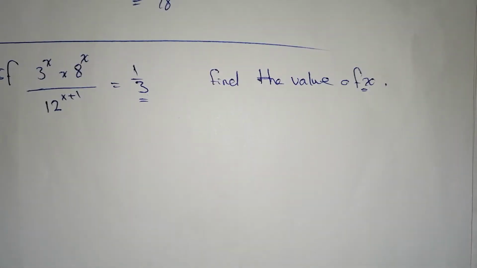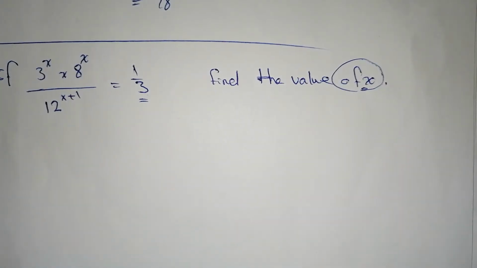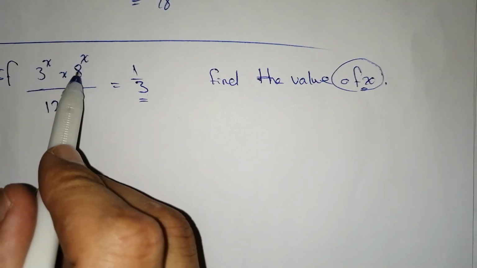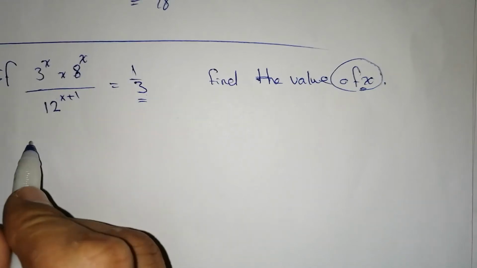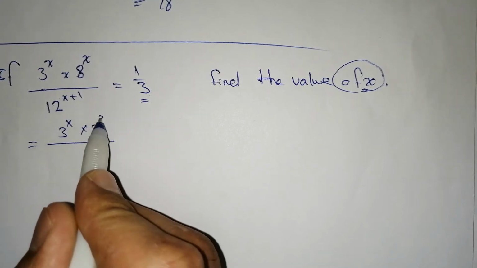And now we are moving to another question, and it says 3 power x times 8 power x divided by 12 power x plus 1, and it's equal to 1 over 3. So now how to find the value of x? This is our question, to find the value of x. On the left hand side we have 3 power x times 8 power x. Yes, that's very good. We have 8, which is equal to 2 power 3. So we can write it as the following: 3 power x times 2 power 3x.